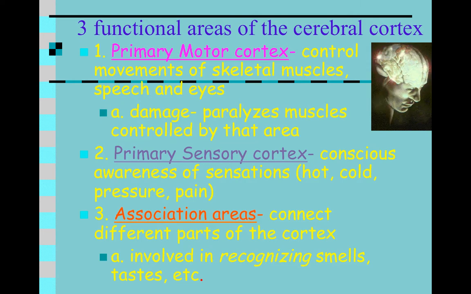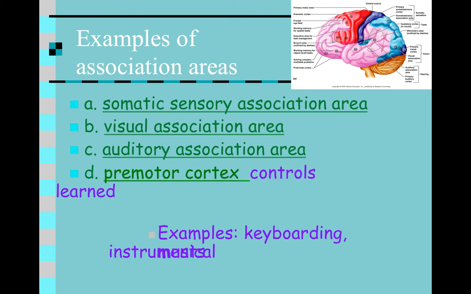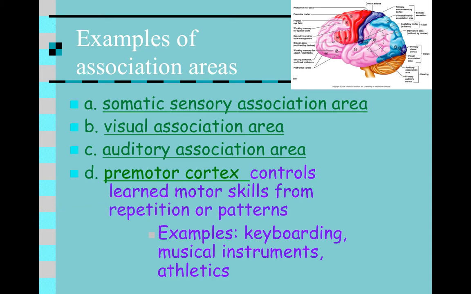Okay, now quite interesting, there's a number of examples of these association areas. All right, and these association areas have 4 different areas that you should have already recorded. If you haven't, you can pause the video and do it now. That's fine. Okay. You have a somatic sensory area, which is going to allow you to determine texture, shape, and size.